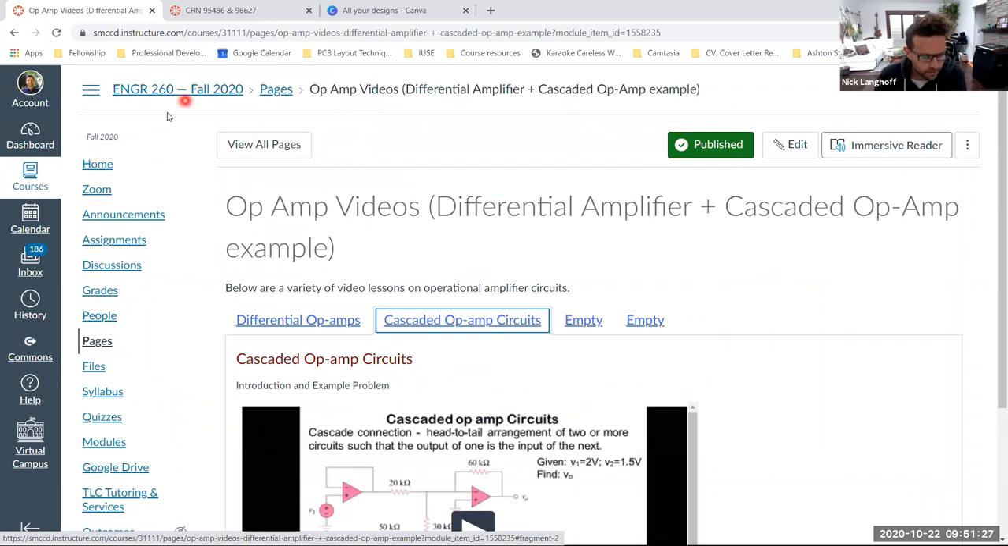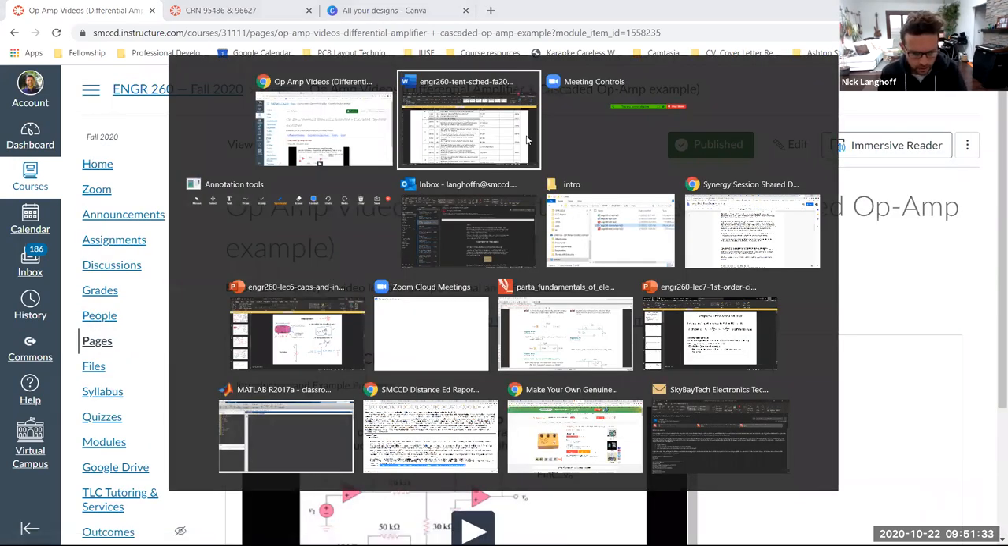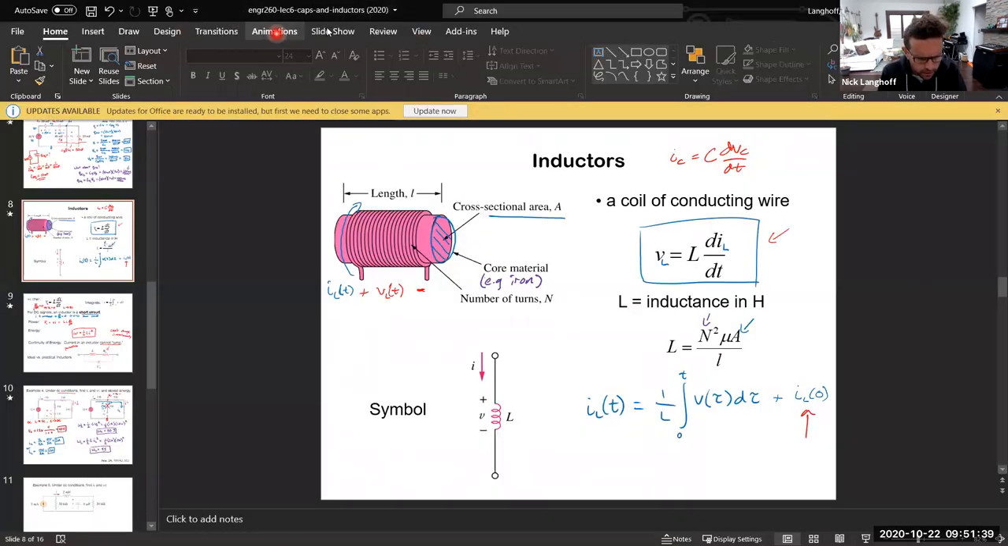Okay. So I think that's most of my announcements. So let's jump back into our lesson on capacitance and inductance.